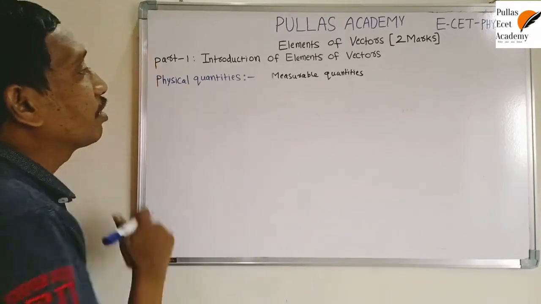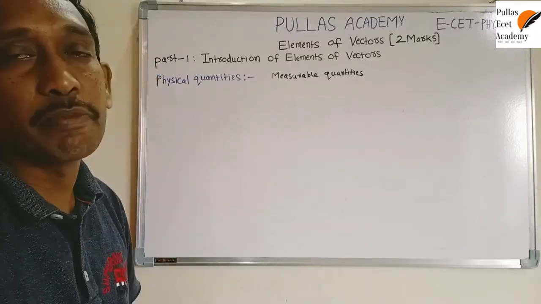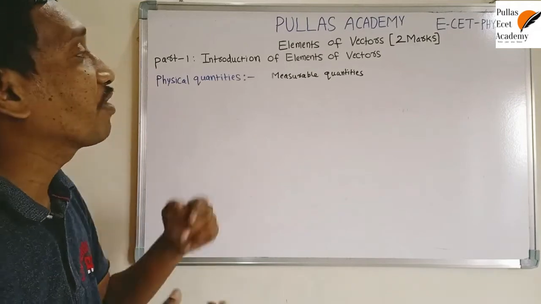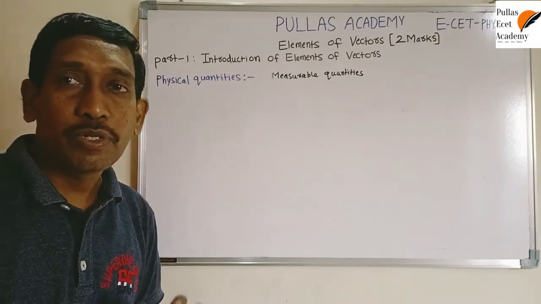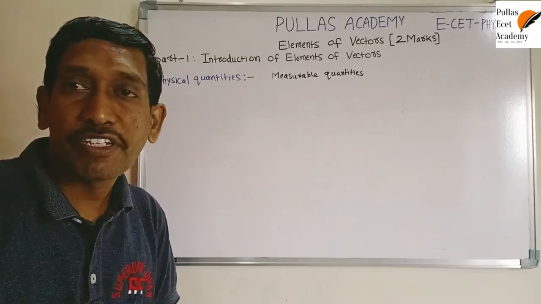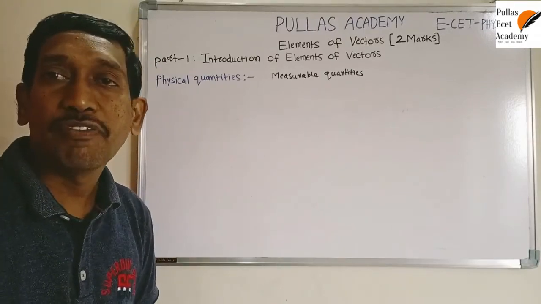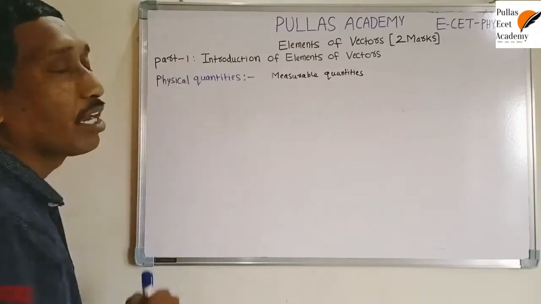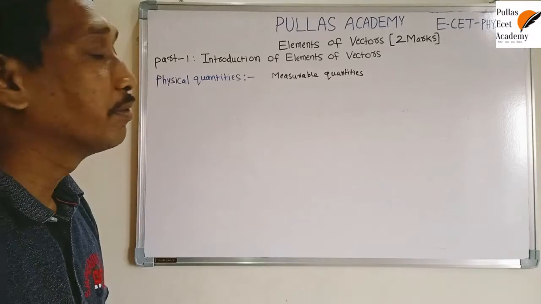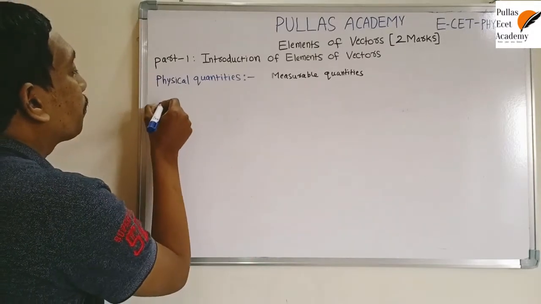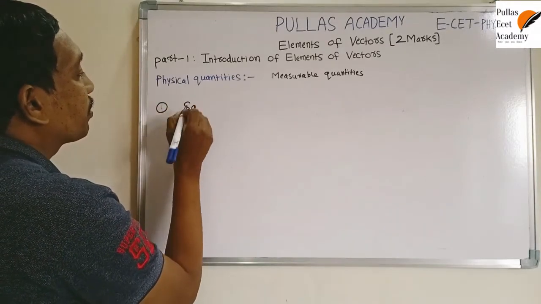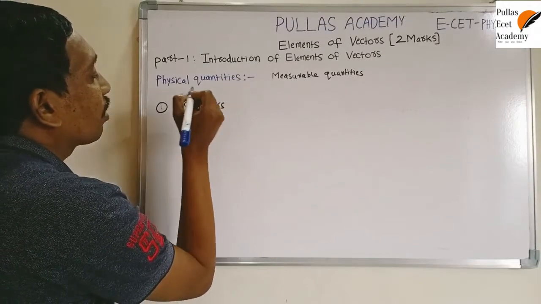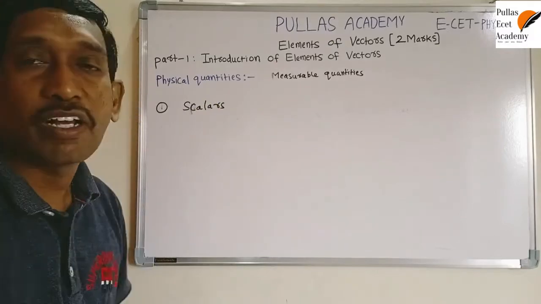In this lesson mainly we will discuss the classification of physical quantities, based on the direction of the physical quantities. Based on direction, the physical quantities are classified into 3 types. The first type is called scalars. The second type is called vectors. The third type is called tensors.